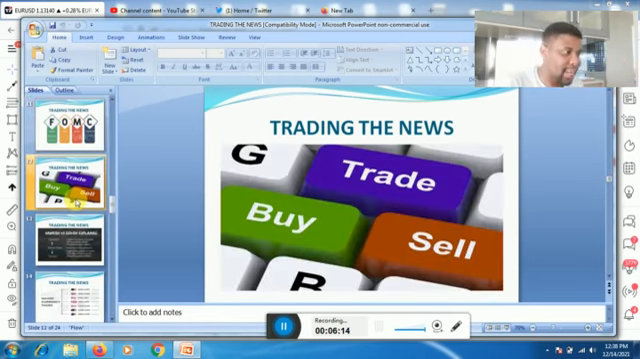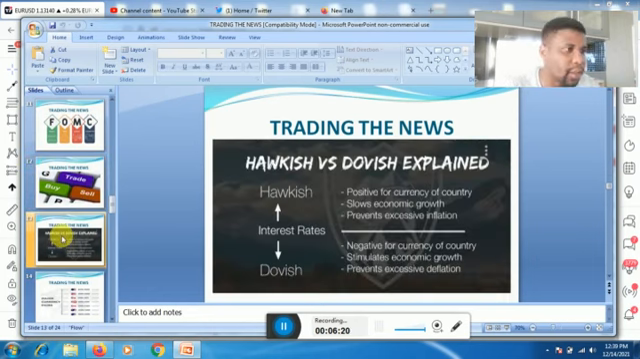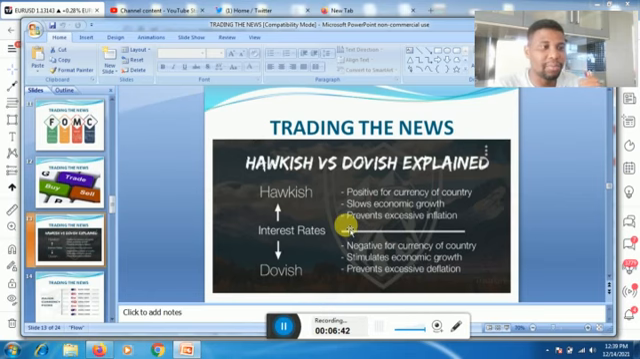So the trading itself. How do we trade this thing? There are basically two versions of how one can try to speculate on this. When the Federal Reserve is hawkish or dovish, if it's hawkish, it means that it is positive for the currency of the country. When it's positive, it slows the economic growth and prevents excessive inflation when the Fed is hawkish.